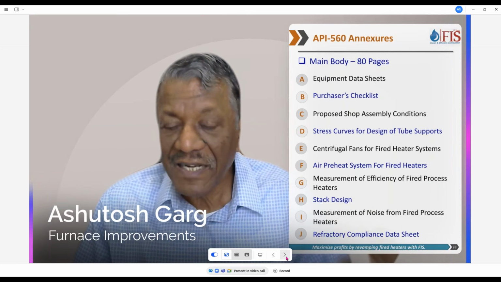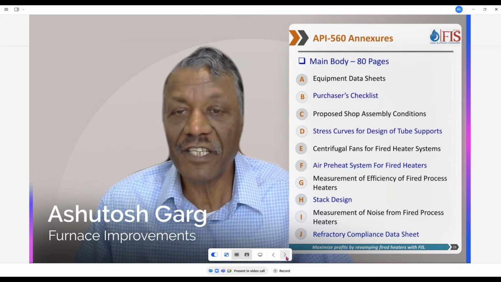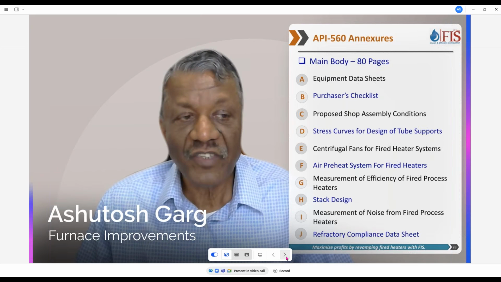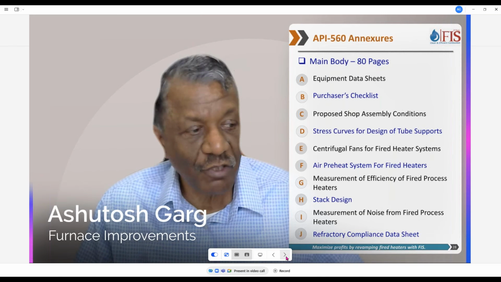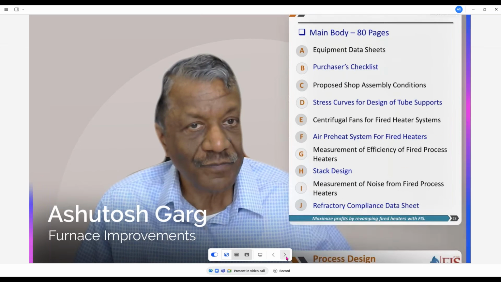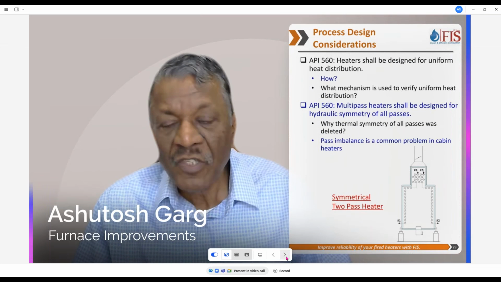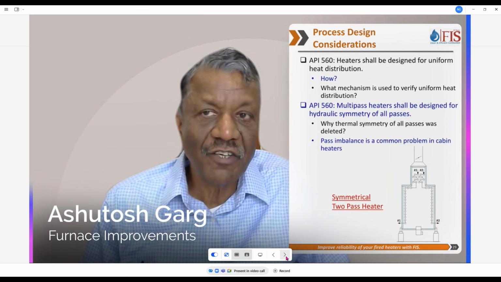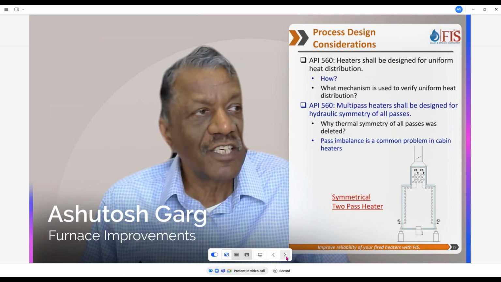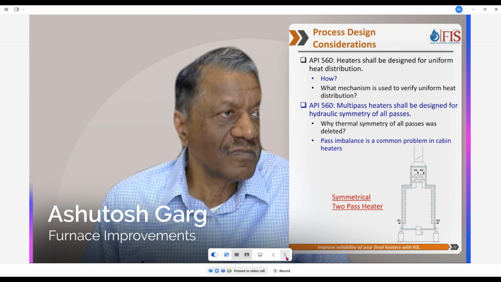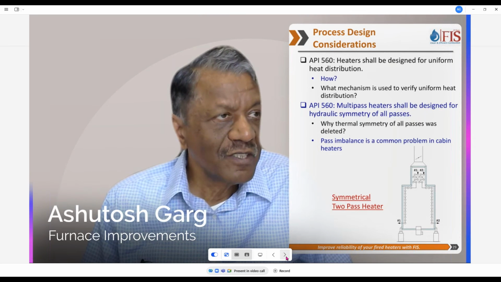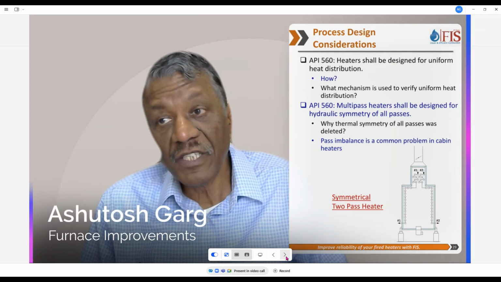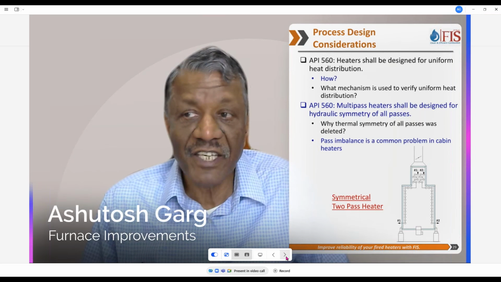But fire heaters also is an equally complicated subject, and it needs more treatment, it needs more handling, and that is what we want to talk about. So somehow the process design considerations did not get enough attention in API 560. And there is only one page in the whole 400 pages document which talks about process design or design specifications.